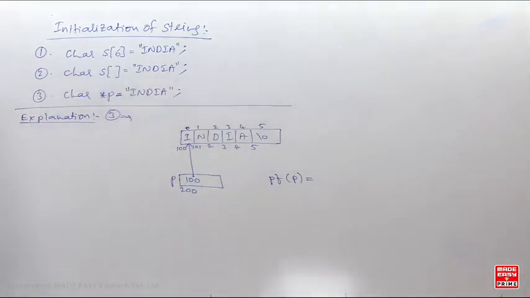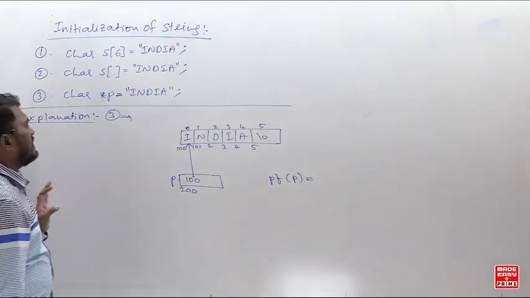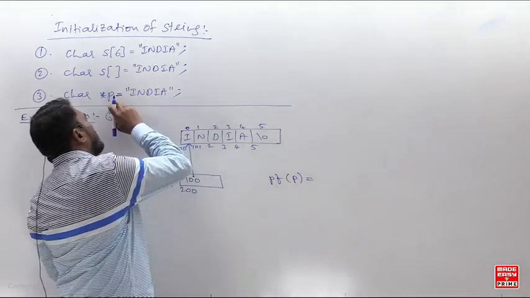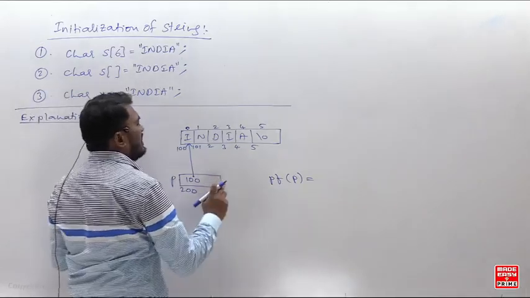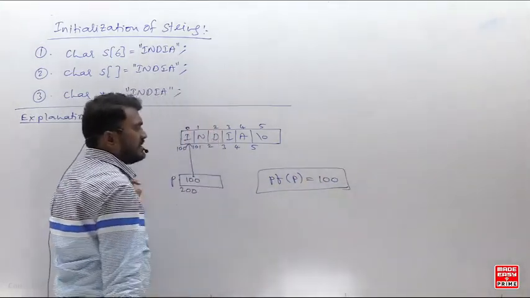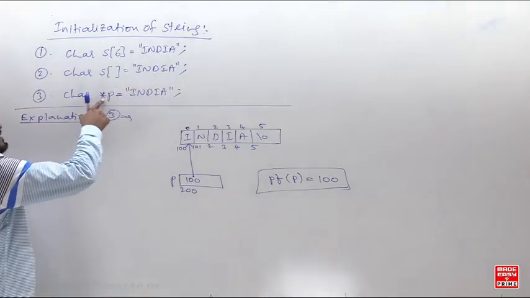Printf P. Is P an array or a variable? Variable only, you have to understand here. Look at the declaration. P is a variable, and a variable means it holds a value inside. So printf P, how much is that? 100.